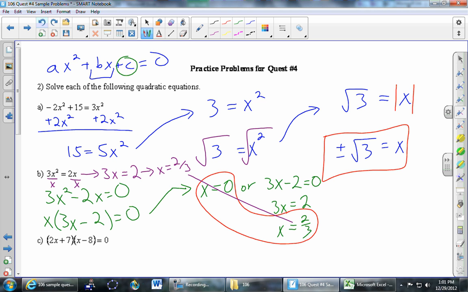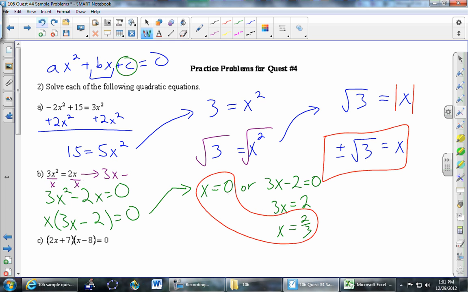But the problem is we lost the other one. We lost x equals 0. Why did we lose it? Well, dividing both sides by x is perfectly okay as long as x isn't 0. But you're not allowed to divide both sides by 0. And it turns out that was one possible solution, and we lost it.